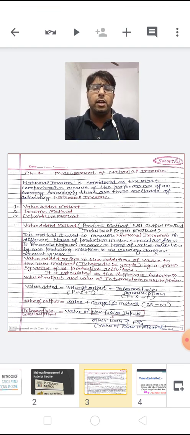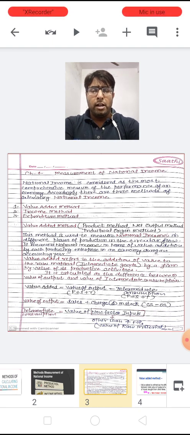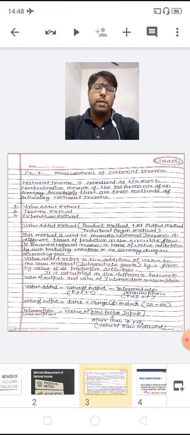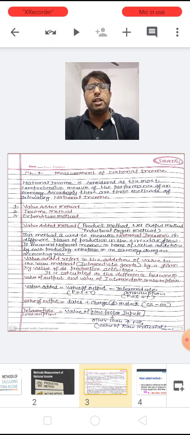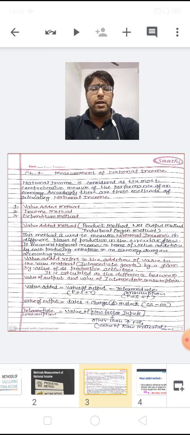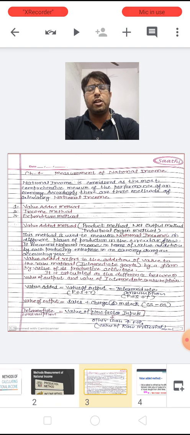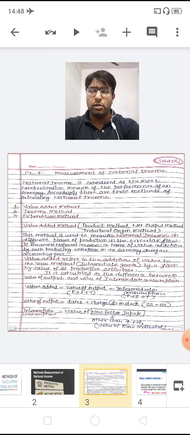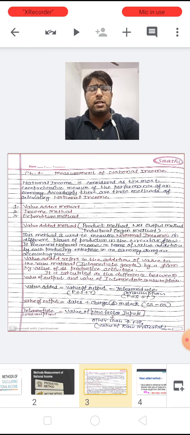Now when we talk about the value added method, we calculate the national income by this method in terms of value addition by each producing unit or each producing enterprise in an economy. You all understood the various sectors of production in the economy. Children, we have 3 sectors in an economy for the producing units. First is the primary sector, second is the secondary sector, and third is the tertiary sector.